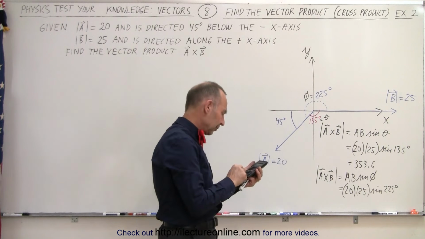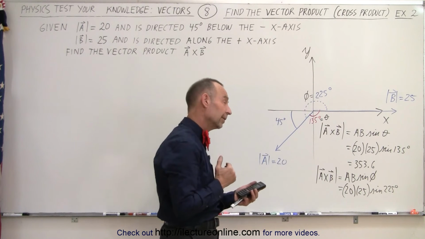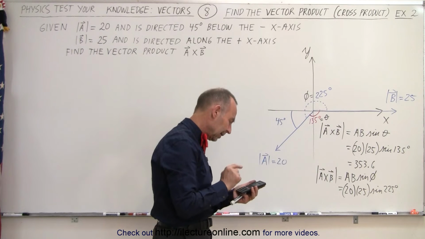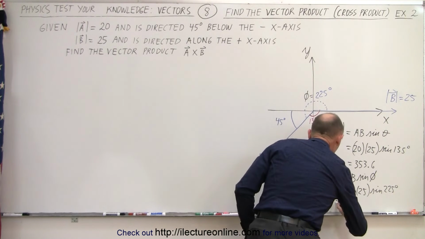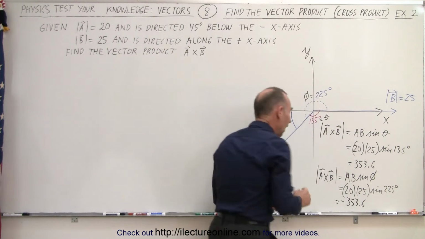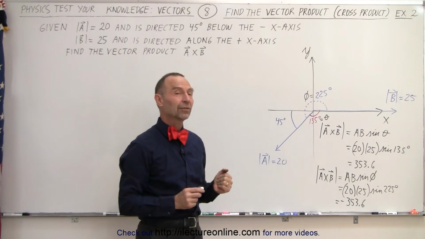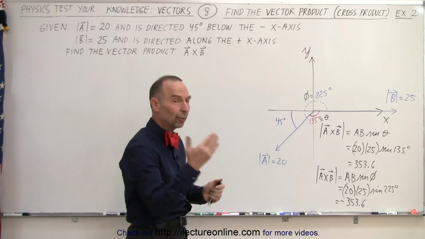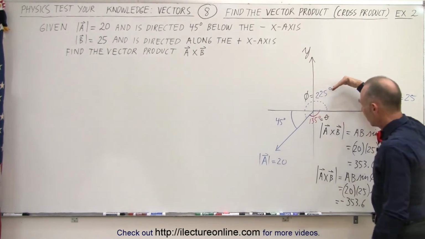Well, if I now take the angle of 225, I get a negative 0.707 times 500, and that gives me a negative 353.6. Now, why do I get a positive in the first calculation and negative in the second calculation? Well, let's now compare that to what we do when we use our method here to find direction.